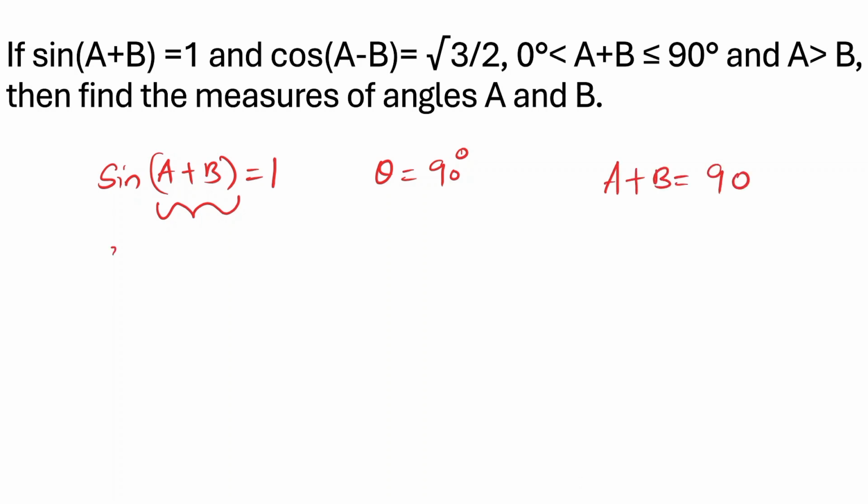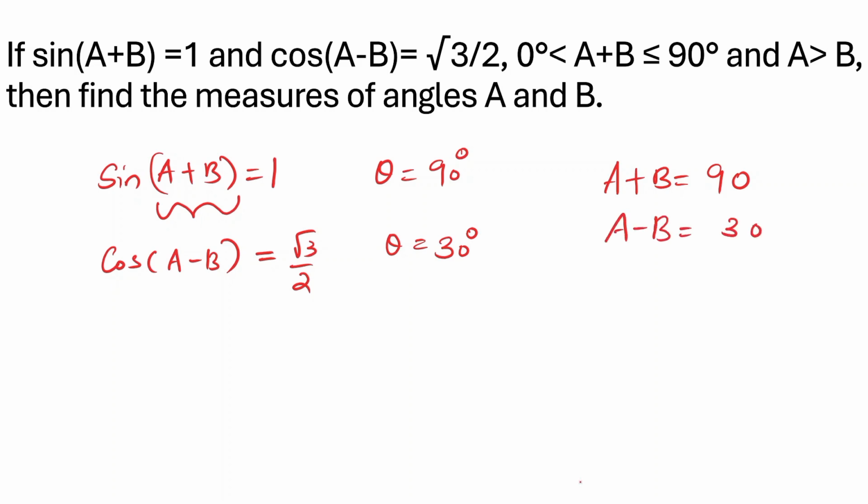And what about cos(A minus B)? Cos(A minus B) is root 3 by 2. So definitely theta means the angle. I just meant the angle. A minus B should be 30 degrees, right? Yeah, cos 30 is root 3 by 2. So A minus B equals 30 degrees.